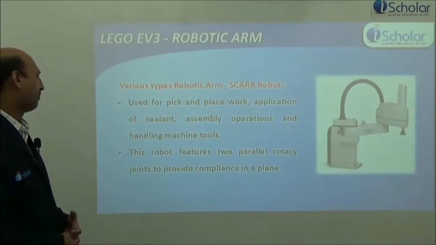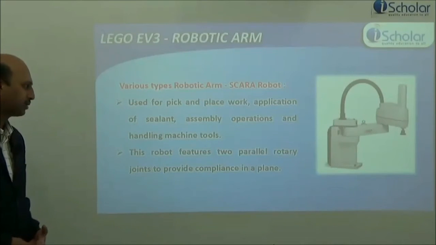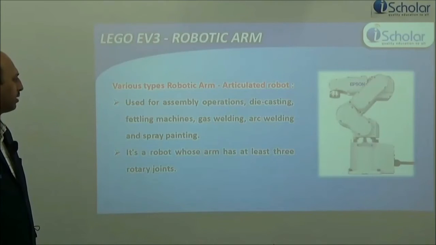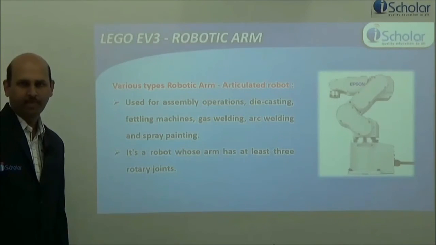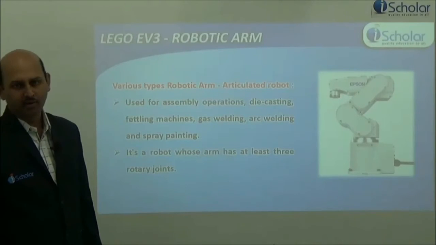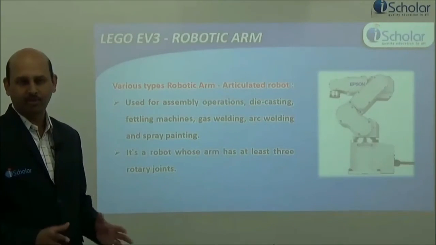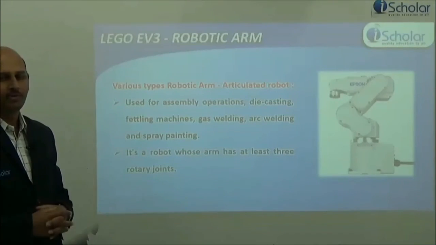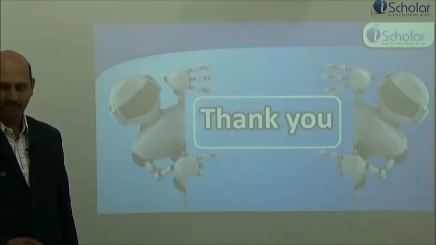One more of its kind is for doing pick and place work. The articulated robot is one more robotic arm used for assembly operations and die casting. These are all the welding mechanisms, and in some mechanical industries such robots are used, which have 3 rotary joints. This is the end of these different models.